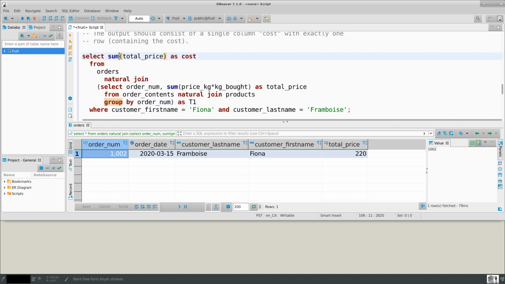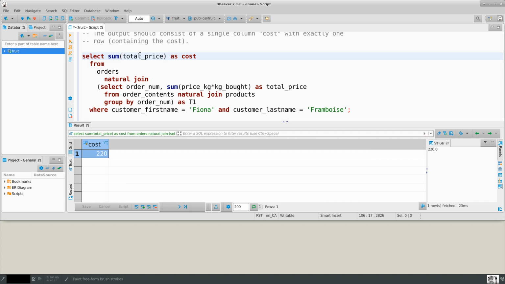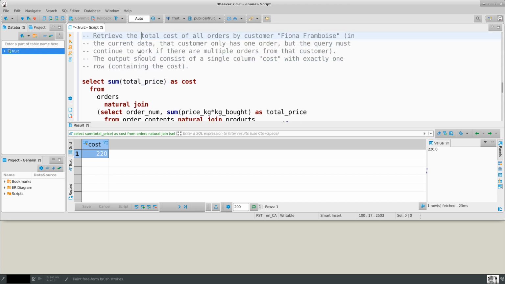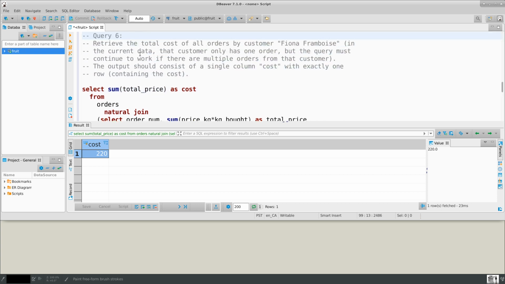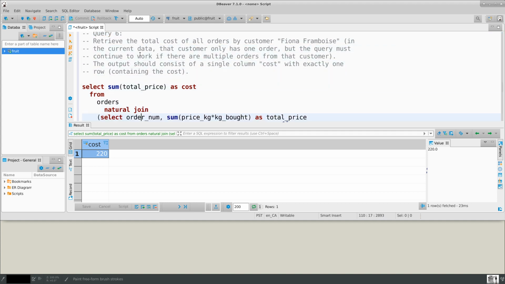How am I able to use sum? Well, if you don't specify a group by, you get one huge group of all the possible rows. So this is actually a correct answer. And if you read the query carefully, it's asking something quite odd. It says, total cost of all orders by this customer. The output should consist of one column with just one row. So it's just going to be one scalar value. So this does the trick.